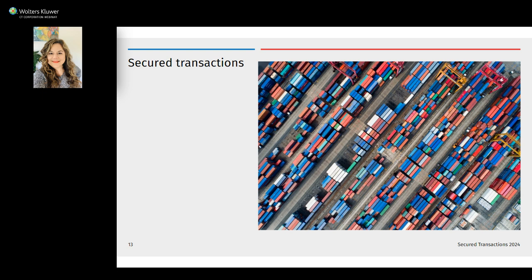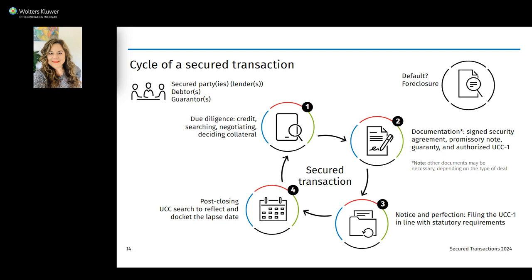Anyway, let's look at secured transactions. I thought that we would go with a visual here. This is a simple cycle of what a secured transaction is all about. Let's start at the top left, and you'll see the parties are there. We have a secured party or lenders. There could be one, there could be more than one, depending on the type of deal it is. And then you'll have the debtor. They're the ones that owe the money.